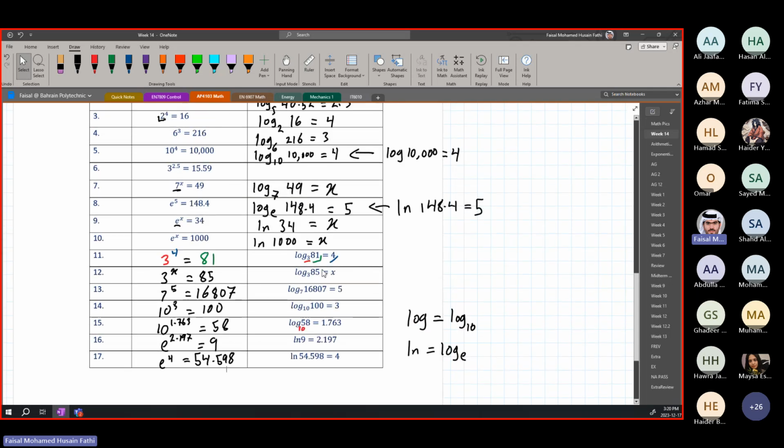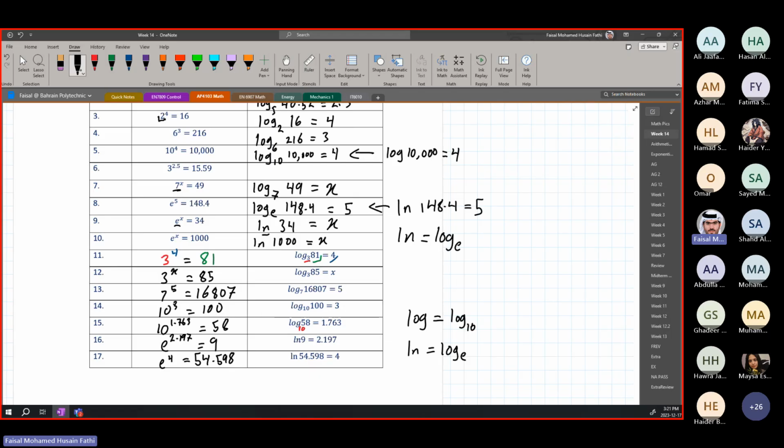Any questions about this? For questions 9 and 10, there is no base. There is a base. ln, we're using ln. ln is simply equal to log base e. So you don't have to write log e when you have the base of e. You could just write ln directly. Okay? So they do have a base, but there's a different notation.